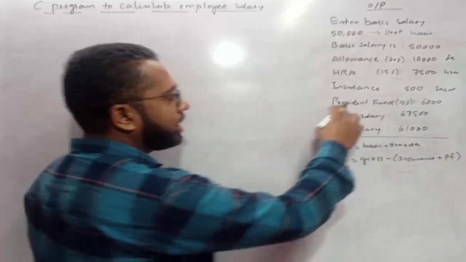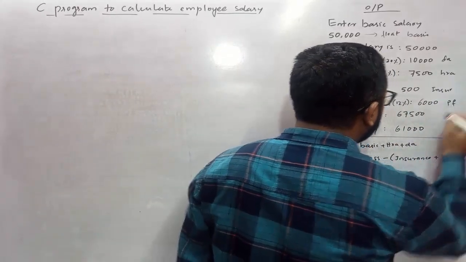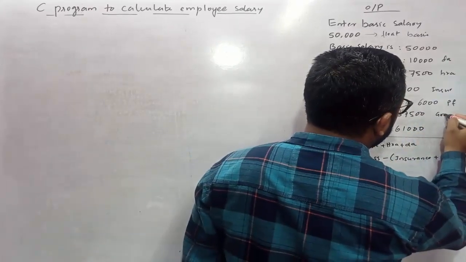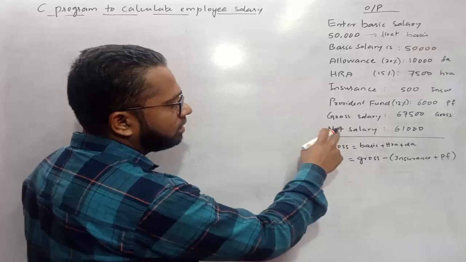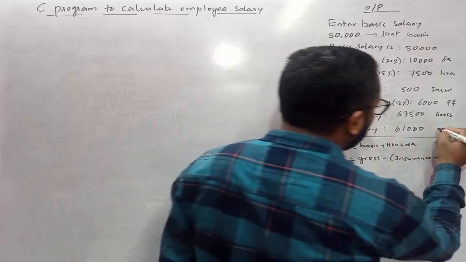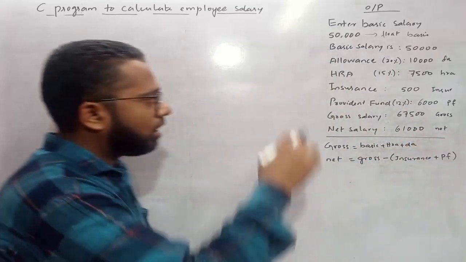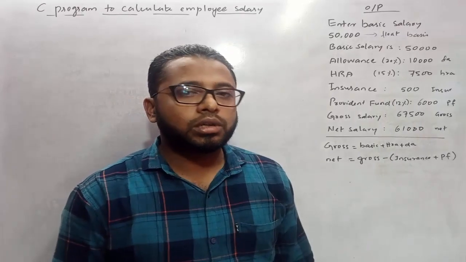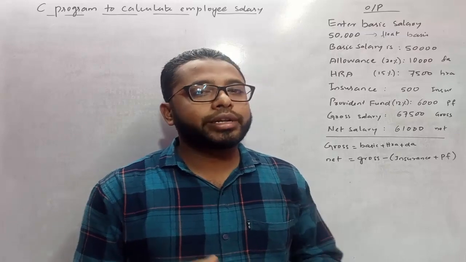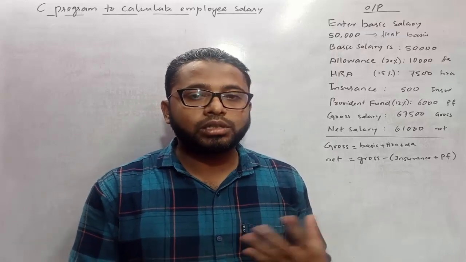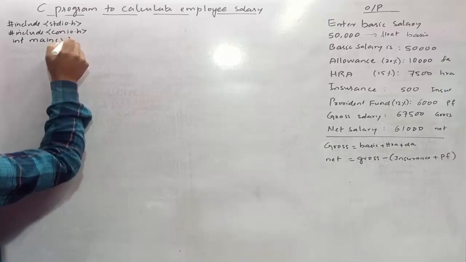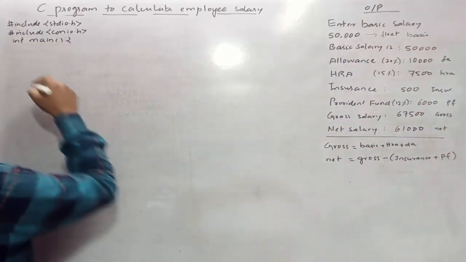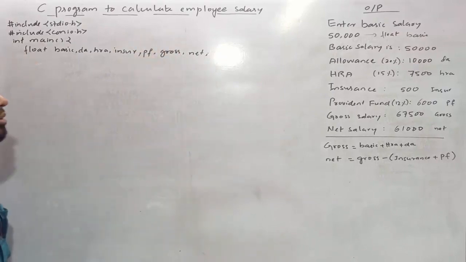I'm also calculating provident fund, PF, and then gross salary, gross, and I'm calculating net salary also, so I need to create a net. All of these variables will be of type float. So we understood how many variables we need to create to write this program. Now we just need to start writing down this program. First we need to declare the variables. These are our variables.